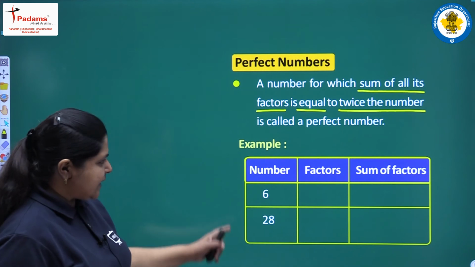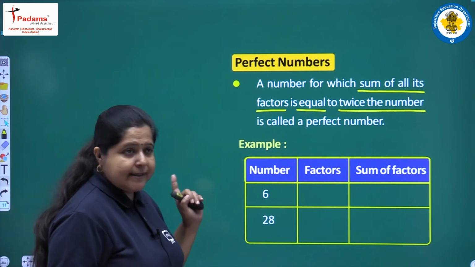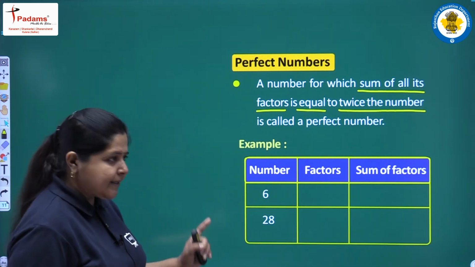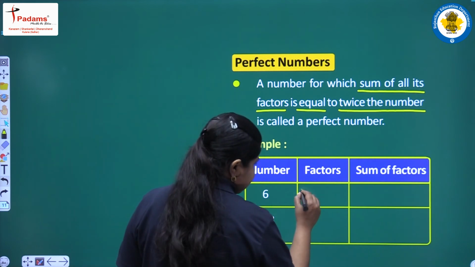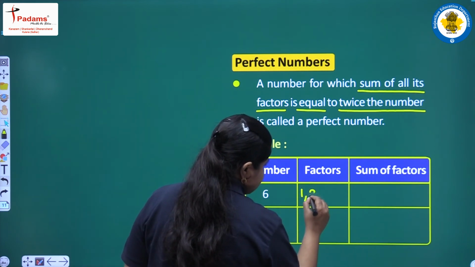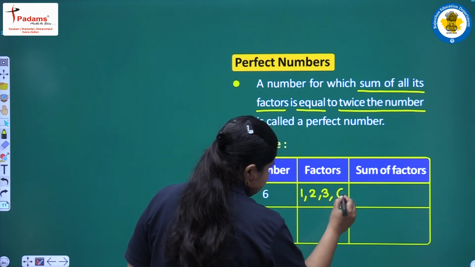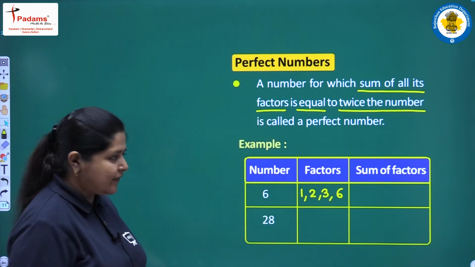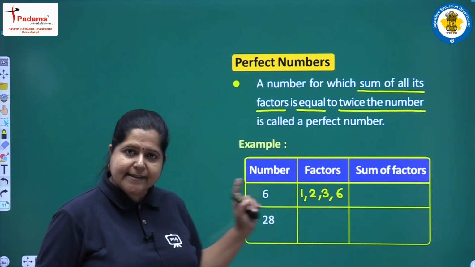We understand with these examples. Consider this number 6. We will write its factors first. We have seen it earlier, the factors of 6 are 1, 2, 3 and 6.